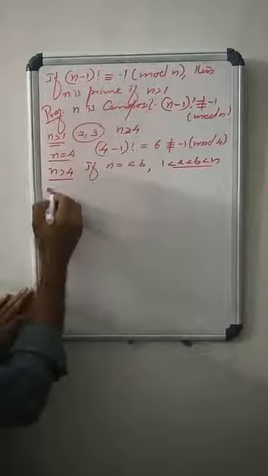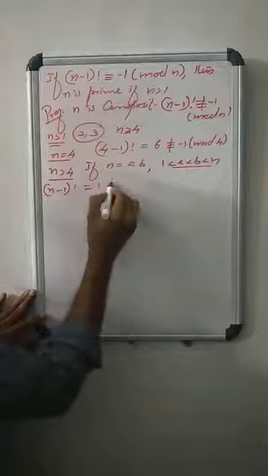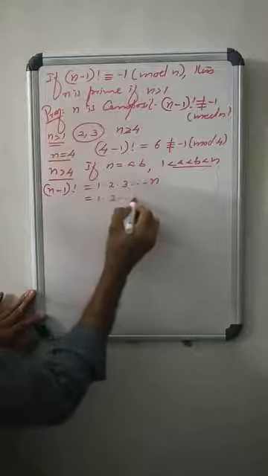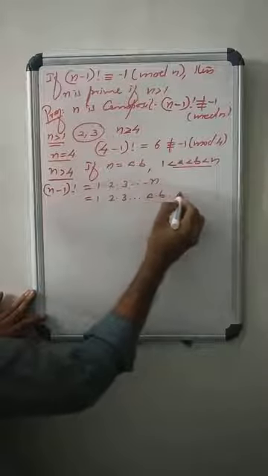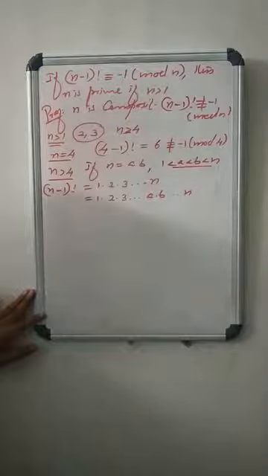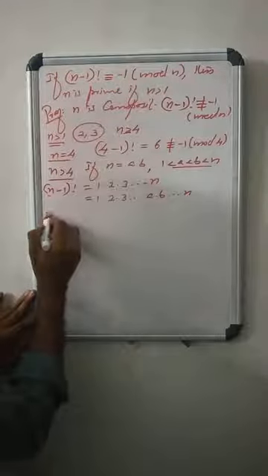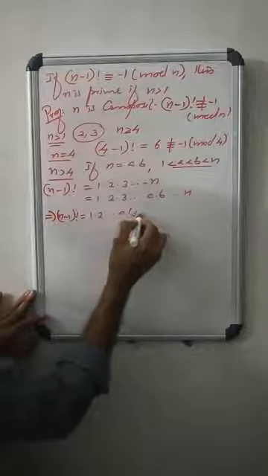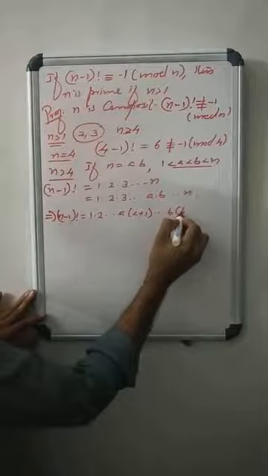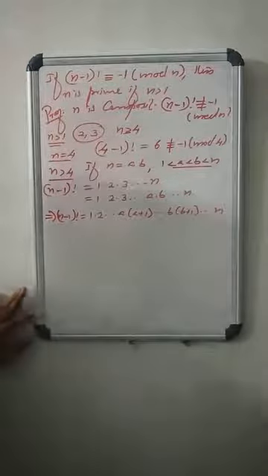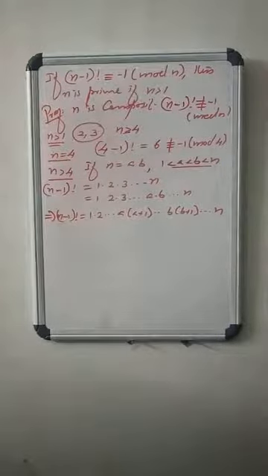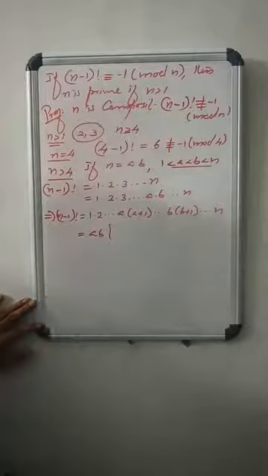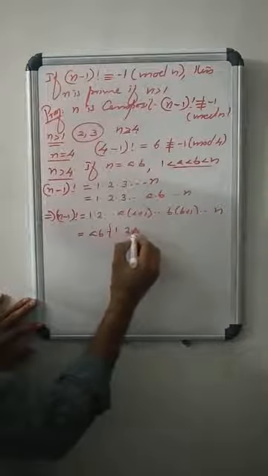Then what is n minus 1 factorial? We know that n minus 1 factorial is 1 into 2 into 3 into etc. to n minus 1. That is 1 into 2 into 3 into etc. to a into b into etc. to n minus 1. That means n minus 1 factorial equals 1 into 2 into etc. to a into a plus 1 into etc. to b into b plus 1 into etc. to n minus 1.